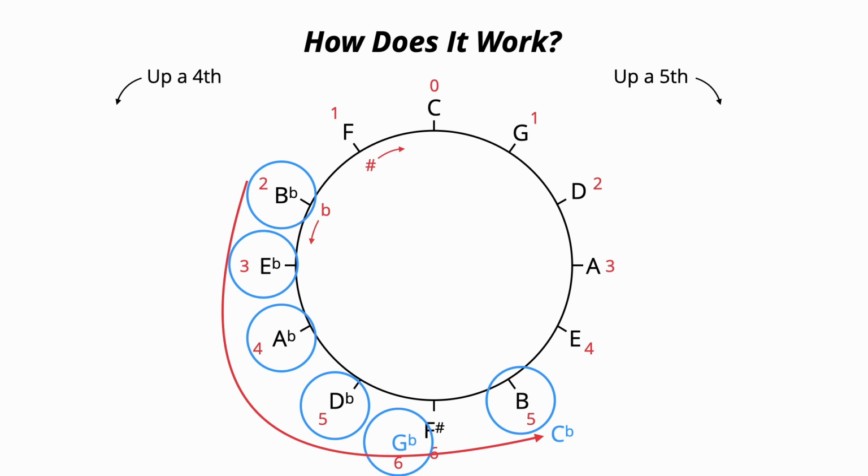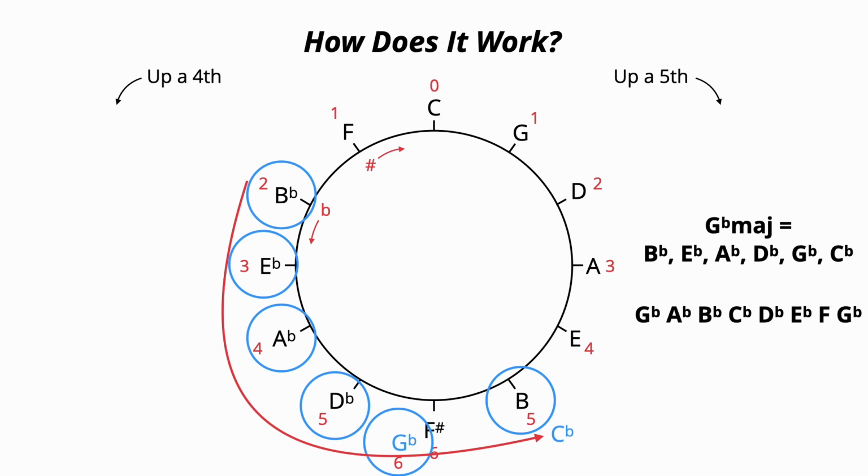There is a bit of a longer story behind this, but it's not worth getting into that right now. So our G flat major scale will have B flat, E flat, A flat, D flat, G flat, and C flat. All up, our G flat major scale is G flat, A flat, B flat, C flat, D flat, E flat, F natural, G flat. The only natural note in this scale is F.